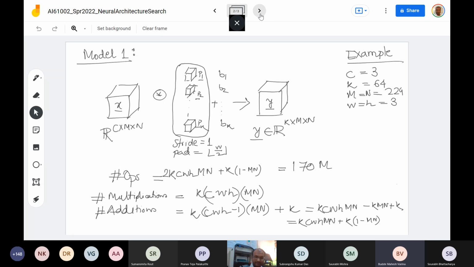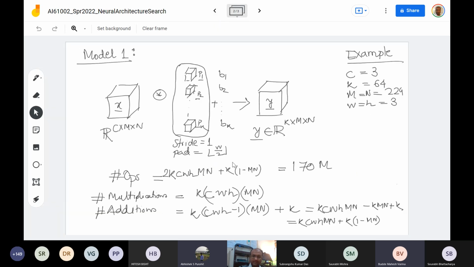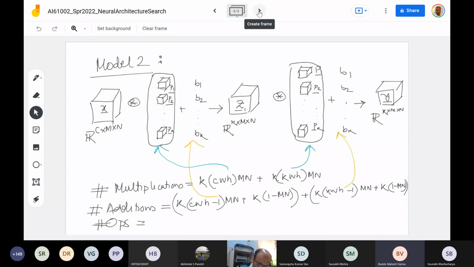So is it 2 billion, sir? Sir, I got 3.86. Sir, I have a doubt. In the addition part, we are writing it as k CWH minus 1 mn plus k into 1 minus mn. Are we doing something wrong? In the last slide, we have k CWH mn plus k into 1 minus mn. So that's simplified. Oh, wait. Yes, that minus 1 should not be there. That is my mistake. This one, right? This should be gone. Yes, sir.